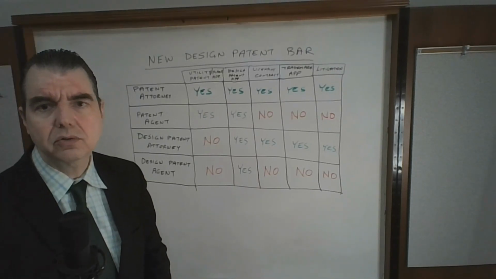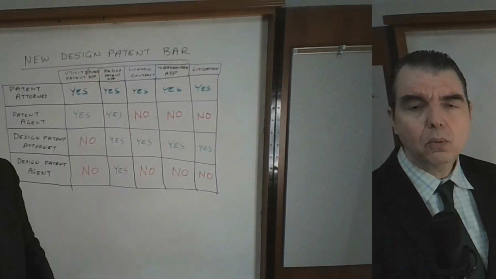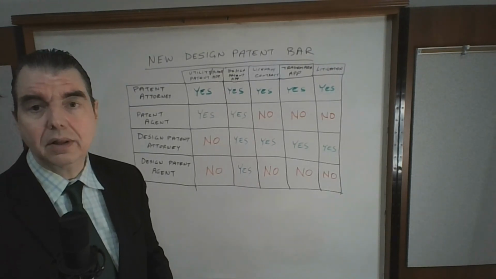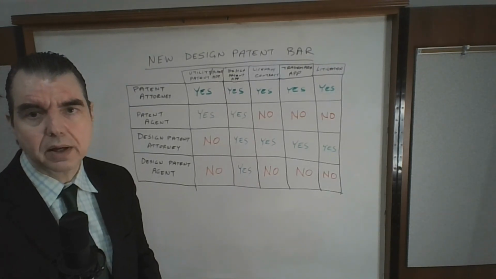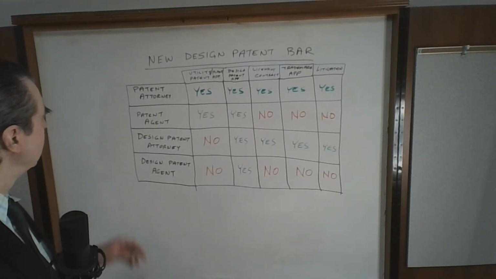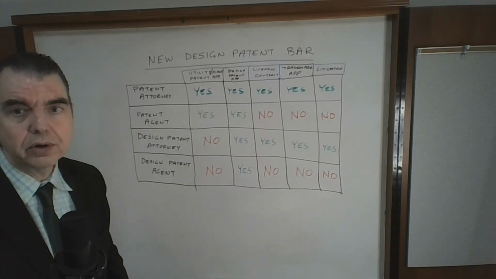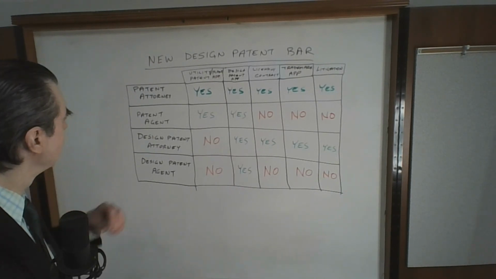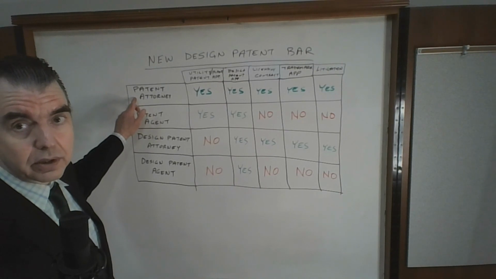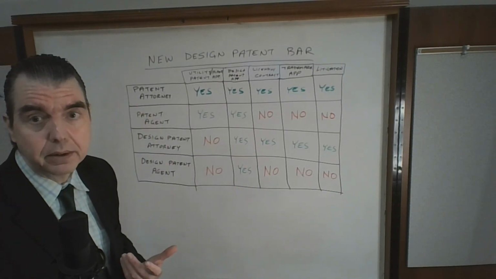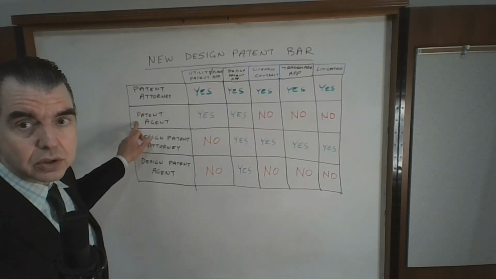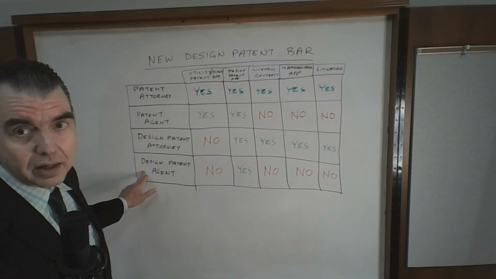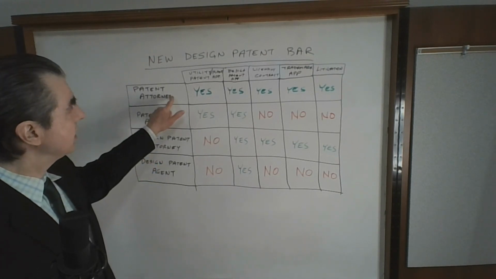Now, not all attorneys are going to want to do all this type of work. What I'm talking about here is what practitioners are allowed to do under their license and under the ethical rules that go with that license. So we're going to have 4 different types of practitioners now in the USPTO. A regular patent attorney, which I happen to be, a patent agent, a design patent attorney, and a design patent agent. So let's first look at the patent attorney.